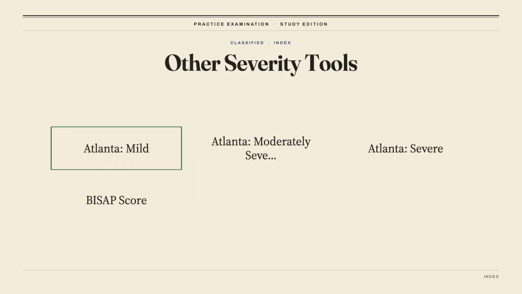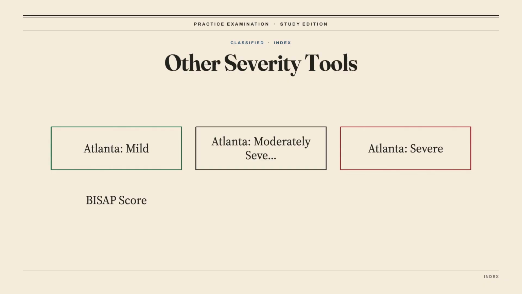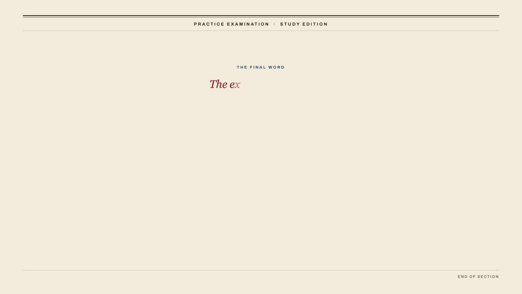The revised Atlanta classification sorts disease into mild, moderately severe with transient organ failure, and severe with organ failure persisting beyond 48 hours, which is its single strongest predictor of death. BISAP is a simpler bedside tool using BUN, mental status, SIRS, age, and pleural effusion. Notice that nearly every value in all these scores, except age, is something a nurse directly measures or observes.